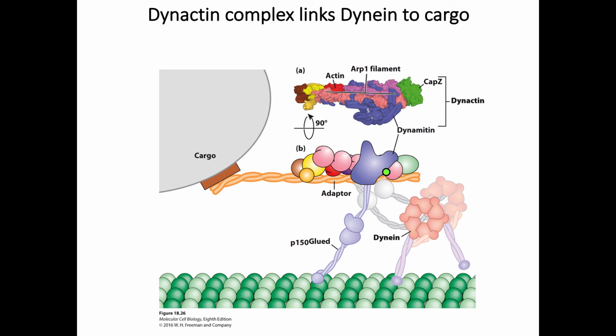And this dynamitin basically uses another stalk-like protein, known as p150 glued, towards the back, and it attaches to the microtubule as well. So just think of this as a walking end. This will walk over the microtubule towards the minus end. And here you have a trailing end to keep this whole complex together.